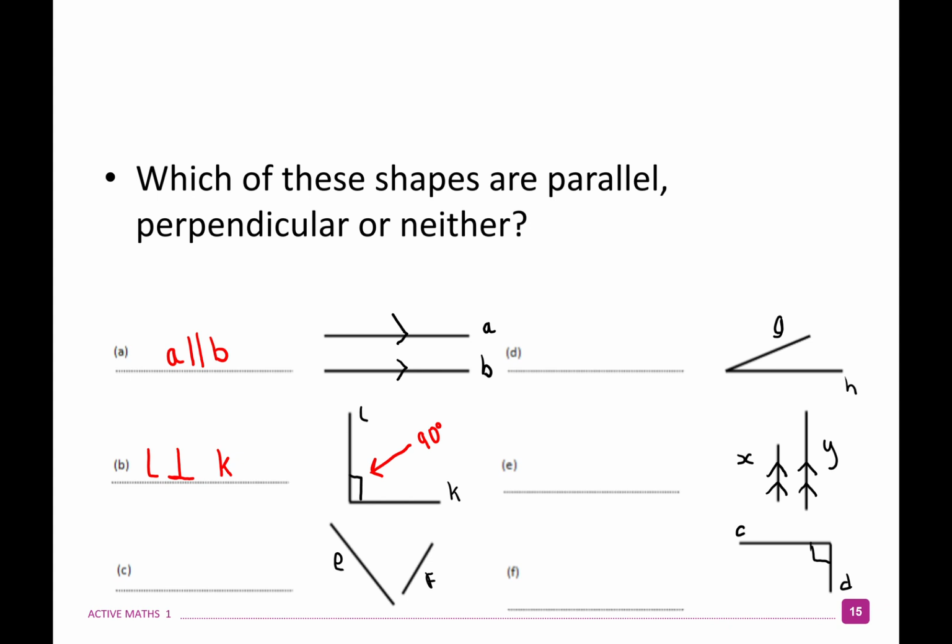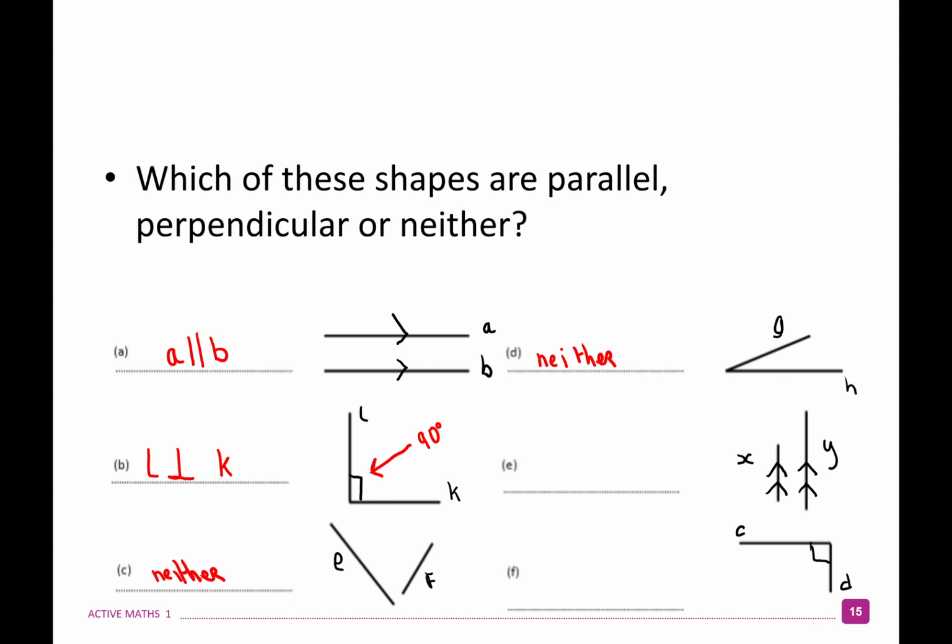In part C, I do not have my 90-degree symbol, and I do not have my arrows. Therefore, line E and line F are neither perpendicular nor parallel. So these are neither. In part D, again, I do not have arrows showing the lines to be parallel, nor do I have my 90-degree symbol. Line G is neither parallel nor perpendicular to line H. The answer to D is neither.